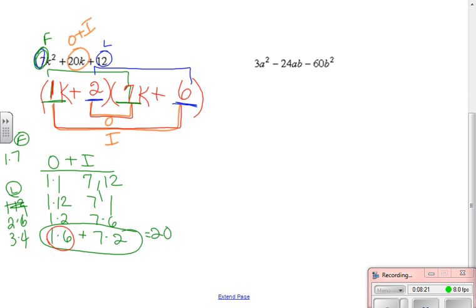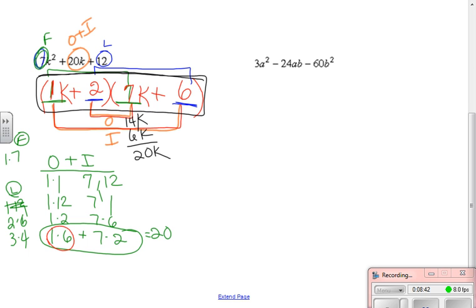So you take a quick check. Outside term, 14k. Inside term, 6k, 20k. Check your last. 2 times 6 is 12. Check your first. 7k times 1k, 7k squared. That is your answer.